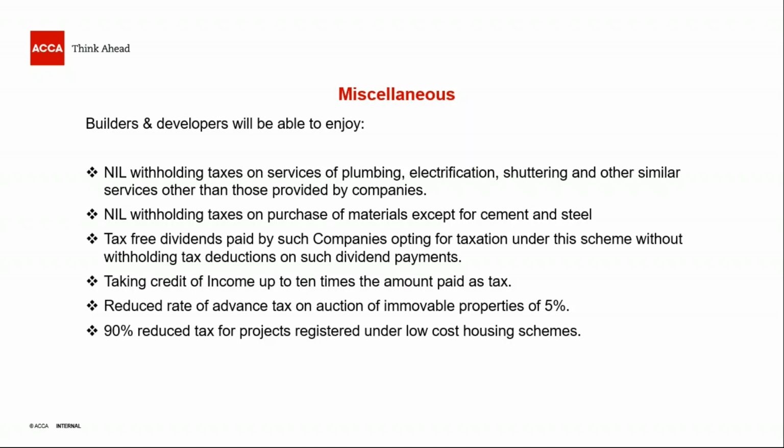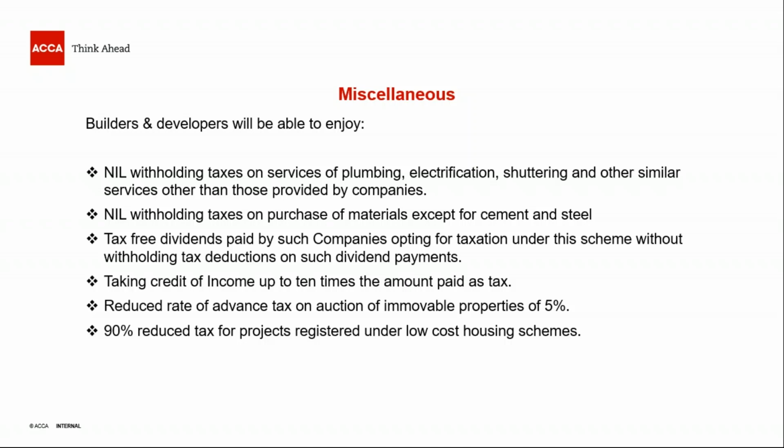Reduced rate of advance tax on auction of immovable property will be enjoyed by the builder and developer of just 5%. Previously, the rate of advance tax on auction of immovable property was 10%. And the tax on projects registered under the low cost housing scheme, be it by Naya Pakistan housing scheme or other as approved, would be further reduced by 90%.